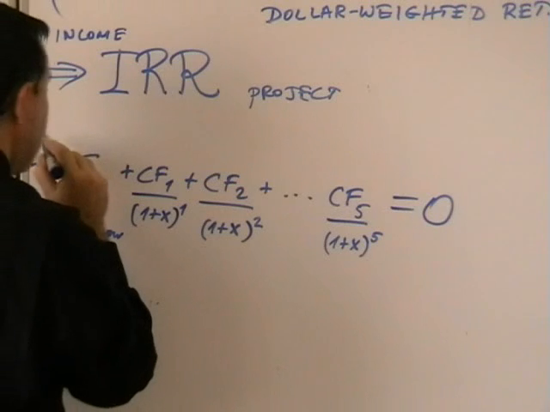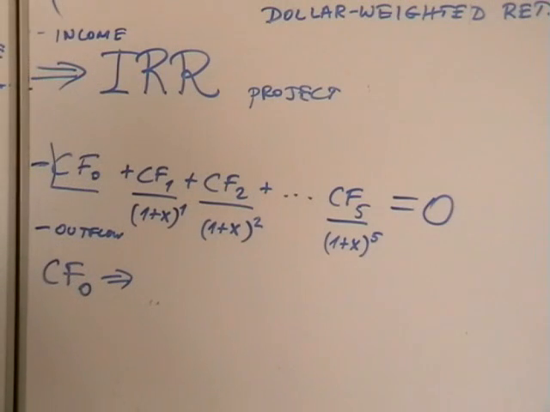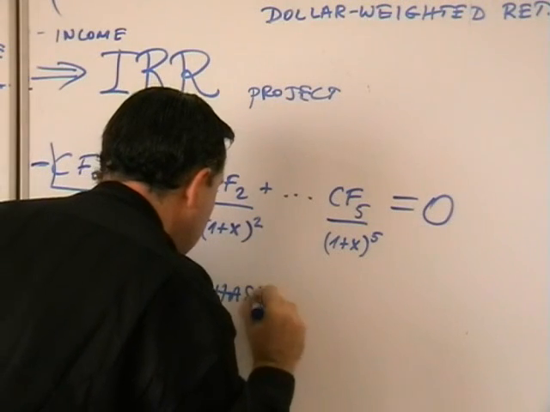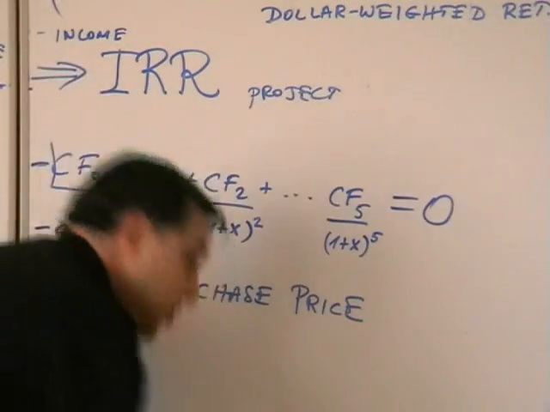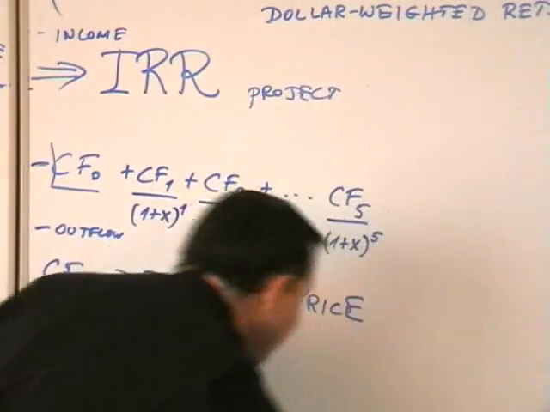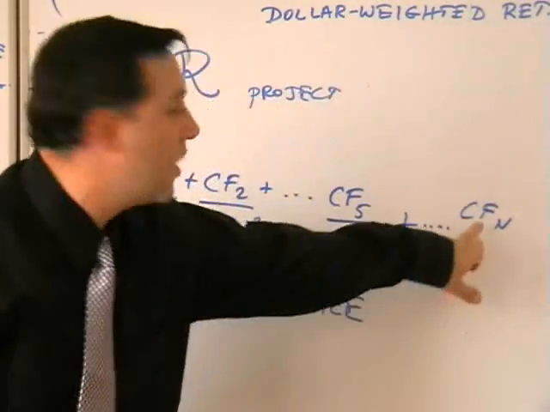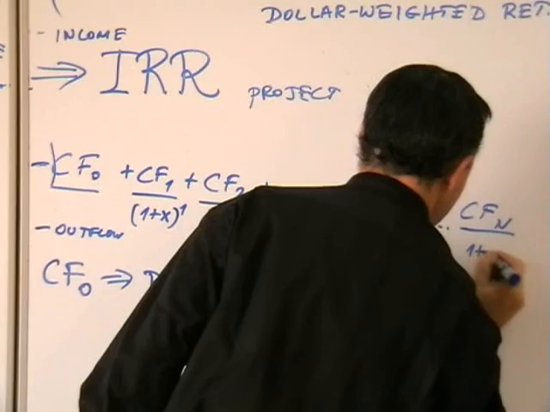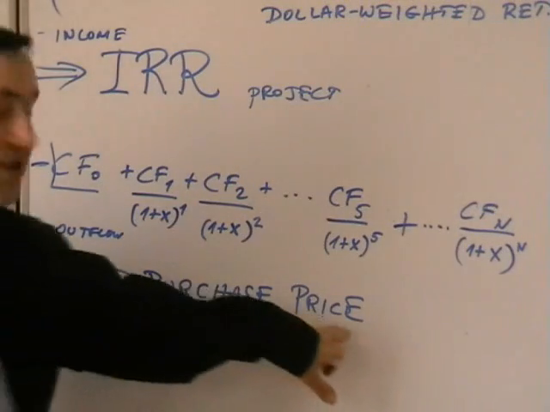So, cash flow 0 is the same as the purchase price of the asset, right? This is what we actually purchased it at. I'm going to do here a little trick, which you guys can't do in your notebooks. I'm going to say plus dot dot dot CFN. That will be the last one. N will be the very last one. It could be 3, it could be 7, it could be 17, plus 1 over 1 plus x to the power of n. Excellent. So cash flow 0 is the purchase price.